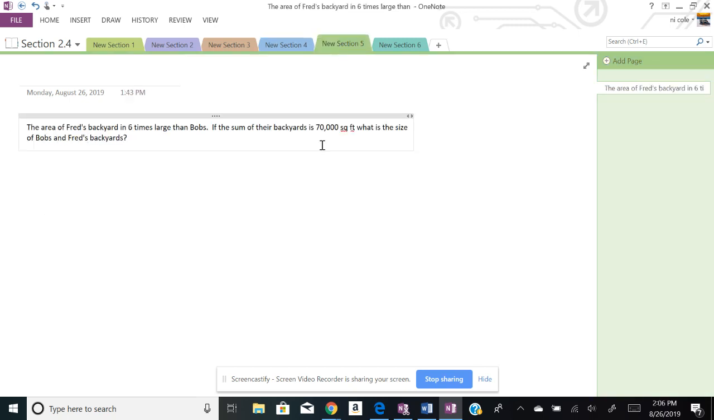All right. This particular problem seems to be everybody's really, really hard problem. So just take notes, pay attention, maybe rewatch this section. The area of Fred's backyard is 6 times larger than Bob's. If the sum of their backyards is 70,000 square feet, what is the size of Bob's and Fred's backyard? So let's start with Fred. What is the size of his backyard? Well, it's 6 times larger than Bob's.